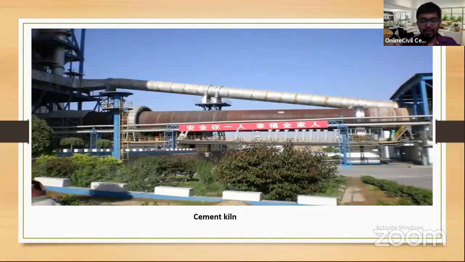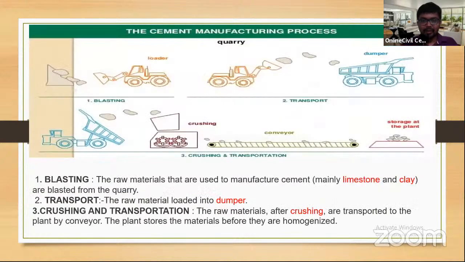This is an example picture of a cement kiln and the cement manufacturing process. In this video we've also shown how to procure the raw materials for cement. Generally, as you can see, the full name of PPC is Portland Pozzolana Cement, because it was found at Portland, a place in England. So there are rocks, and the raw materials used to manufacture cement are mainly limestone and clay. They are blasted from the quarry and transported in a dumper. After crushing, the raw materials are transported into the plant by conveyor. The plant stores the materials before they are homogenized.